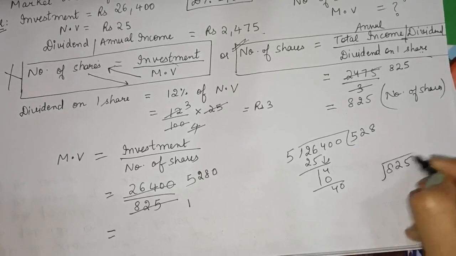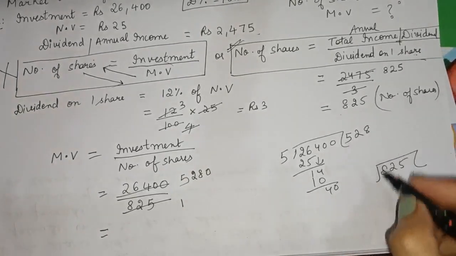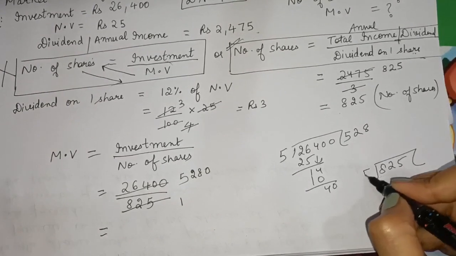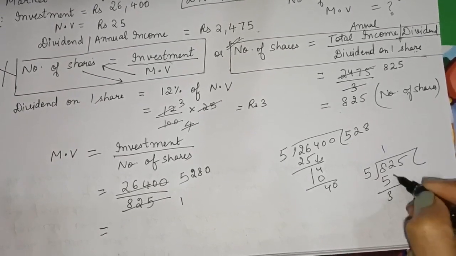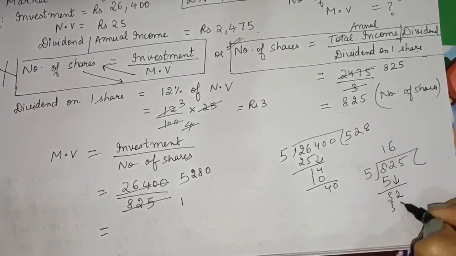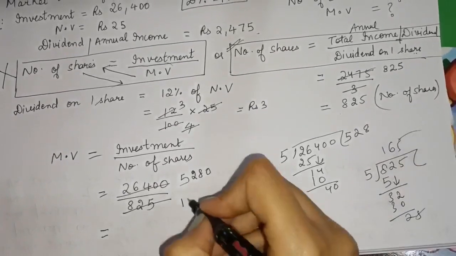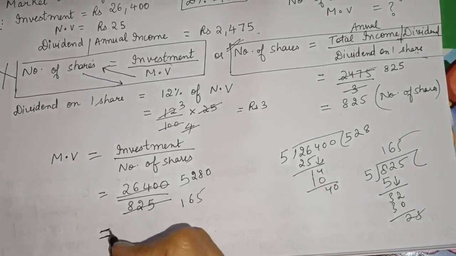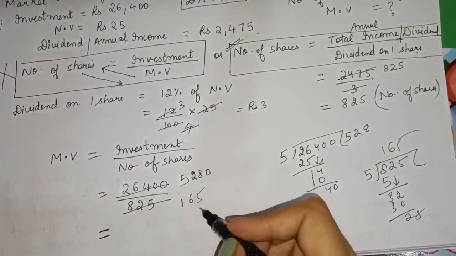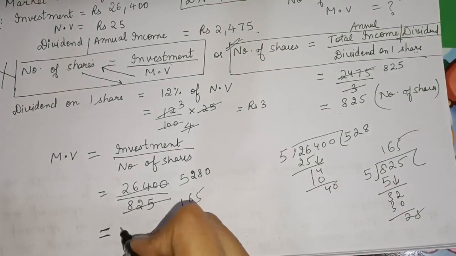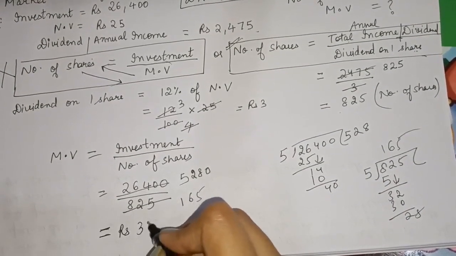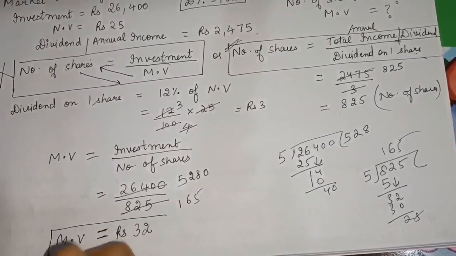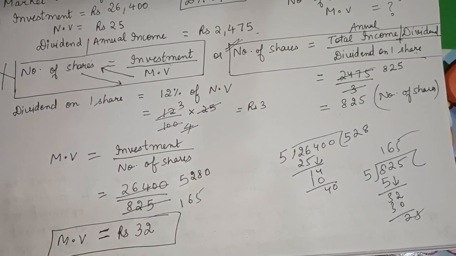5 into 1, this also will divide. See, I am dividing so that there should not be any calculation mistake, where very carefully we have to do everything. 5 into 1, 5. 5 into 6, 165. And this also further we can simplify. After further simplifying these two, you will get the value as rupees 32. So MV's value you will get 32.